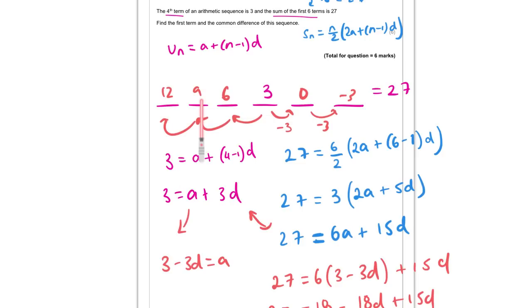So we can check. What is 12 plus 9? 21. 27, 30, 30, 27. So it does actually give me 27 when I add them up. So my first term is a equals 12. Now, if I didn't want to use the common sense way, where I just went backwards here, I could substitute minus 3 into here again and then rearrange it.